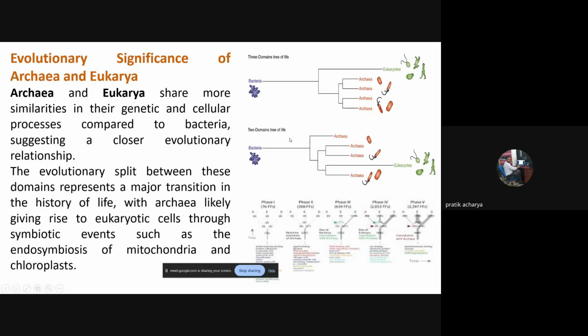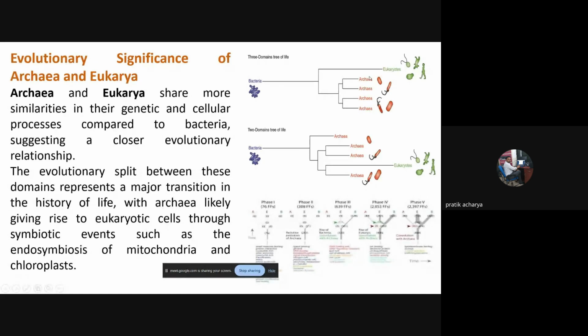In the two domain system, archaea and bacteria were there. After that, eukarya formed from this archaeal group. Here also, in the three domain system of life provided by Carl Woese, he also emphasized that archaea give rise to eukarya.